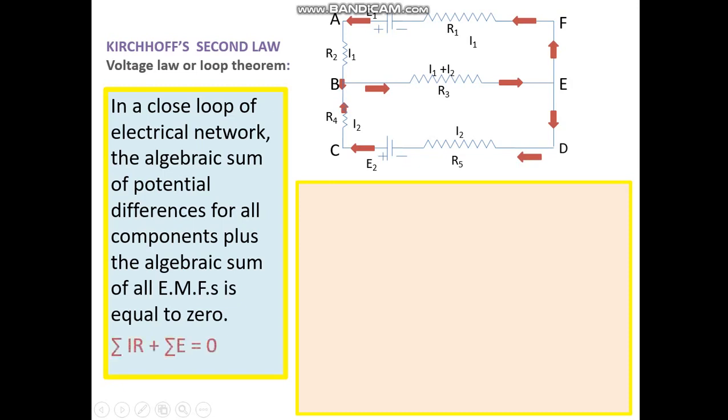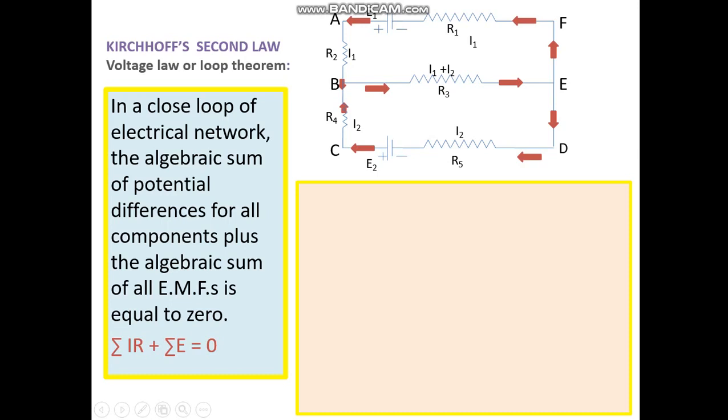Now let us see what Kirchhoff's second law is. It is also known as the voltage law or the loop theorem. It states that in a closed loop of an electrical network, the algebraic sum of potential differences for all components plus the algebraic sum of all the EMFs is equal to 0. That is, summation IR, the potential drops, plus summation E is equal to 0.